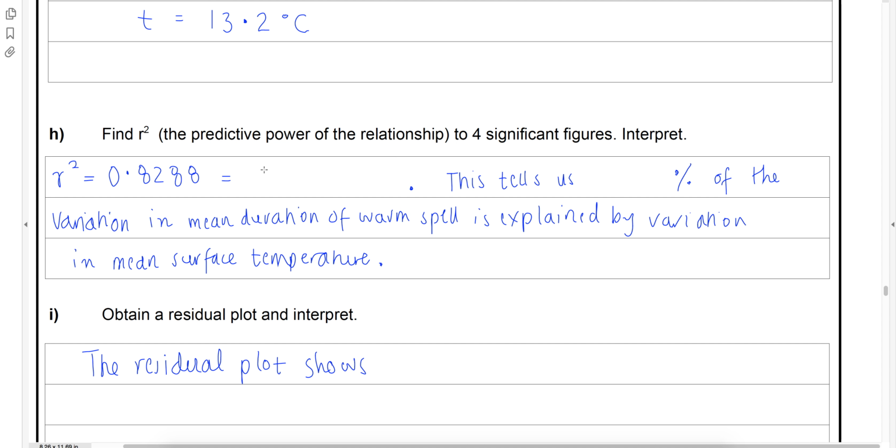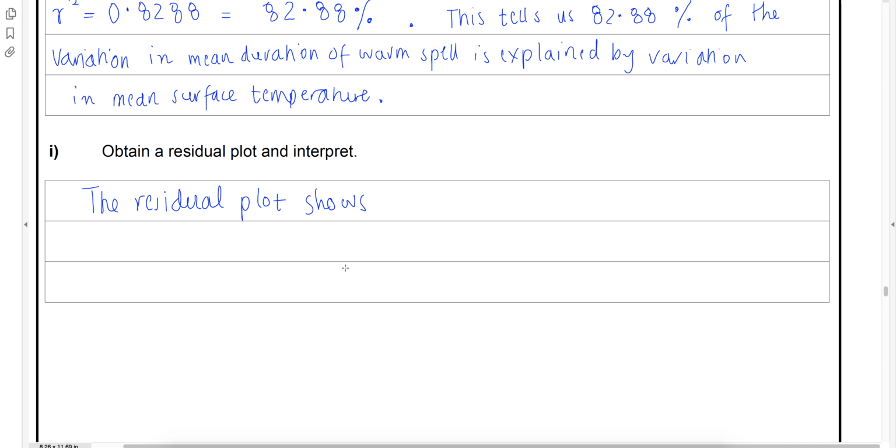All right, as a percentage, that would be 82.88%. This tells us that 82.88% of the variation in the RV, which is mean duration of warm spell, is explained by the variation in mean surface temperature. That is the R squared statement that we always make for that particular statistic. So if it asks you to find it and then interpret it, you need to put that second sentence there.